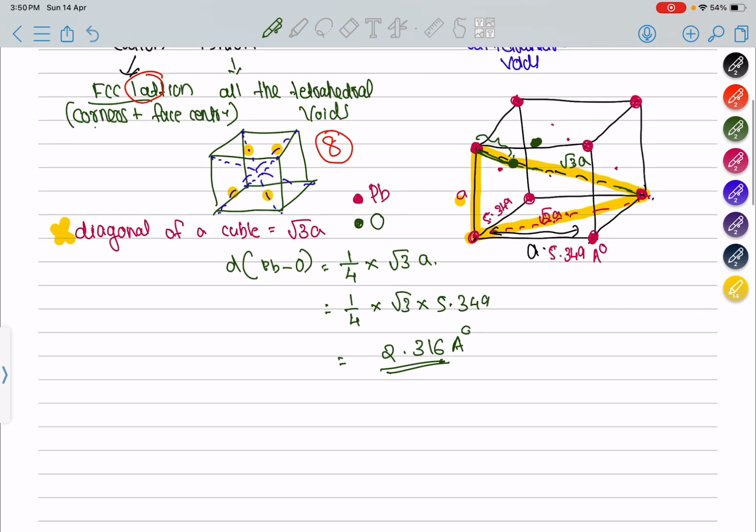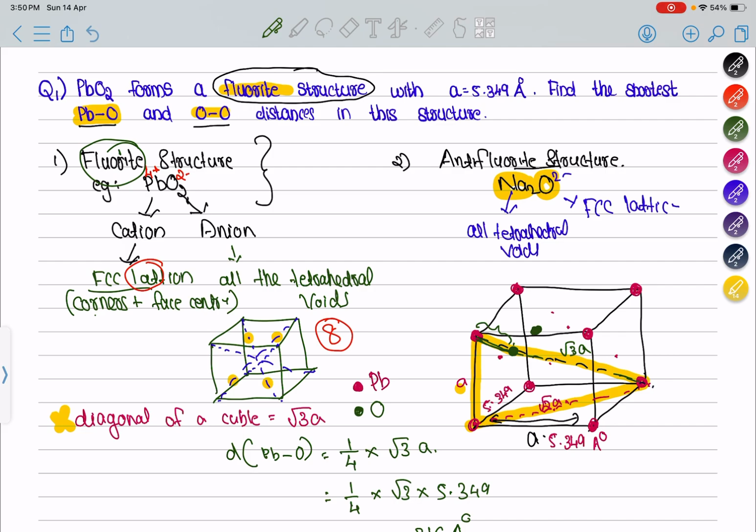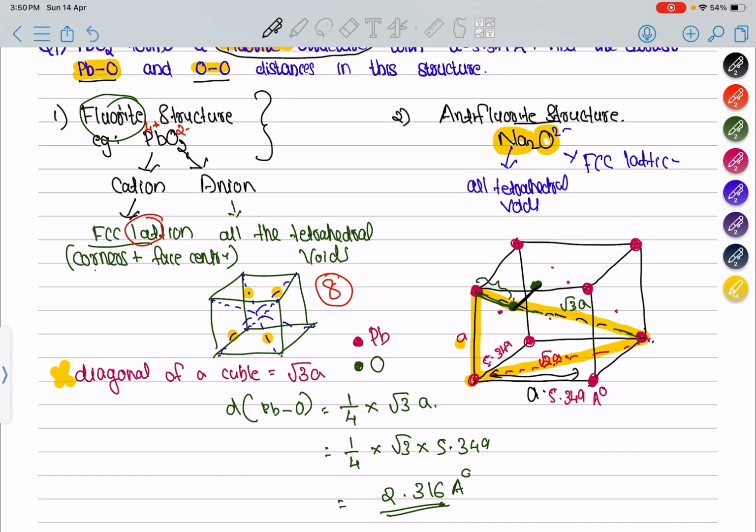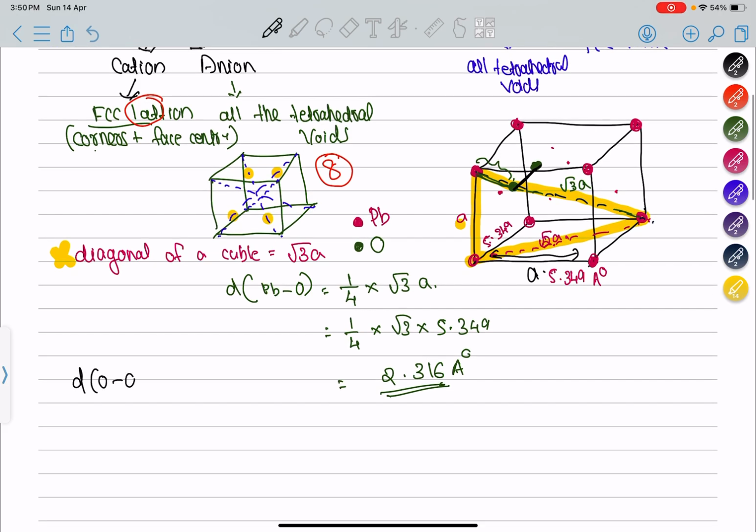Next, they ask for the O-O distance. The O-O distance is very easy. The distance O-O is equal to a/2. How did we get a/2? This position is 1/4 from this face and 1/4 from the opposite face, so we only need to find this distance. The total distance is a, 1/4 reduced from one side and 1/4 reduced from the other, that means a minus 0.5a, which is a/2, equal to 5.349 divided by 2, which is 2.6745 angstrom. This is the answer.